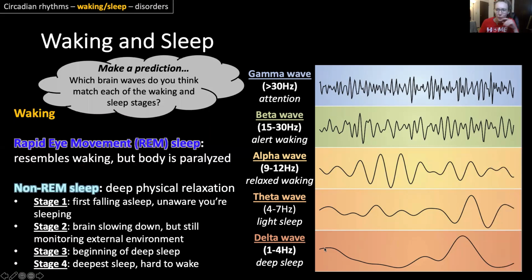Okay, so now that we've briefly introduced each of the waves, I want you to make a prediction. On the left-hand side, we have the different stages of sleep that we talked about earlier, from being fully awake to having REM sleep, where it resembles waking, but you're asleep. And then the 4 stages of non-REM sleep. And then here we have the 5 different brain waves that we just talked about. I want you to make a prediction. Which brain waves do you think are active during each of these stages? Looking at the descriptions, which do you think matches?